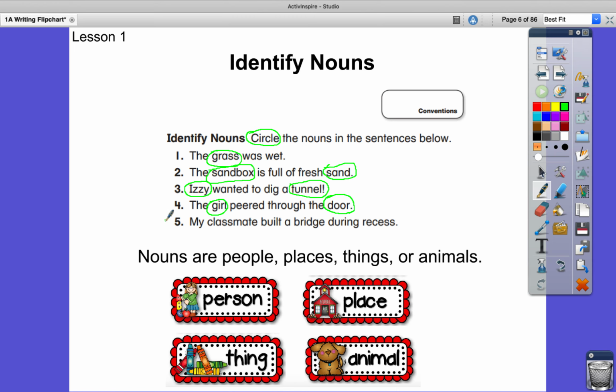Finally, number 5. My classmate built a bridge during recess. Okay, so classmate is a person. That is the first noun of the sentence that's going to get circled. And what did the classmate build? A bridge. That is a thing. And where was the classmate building the bridge? We need the place, which is recess. So this is the last noun that gets circled for number 5.